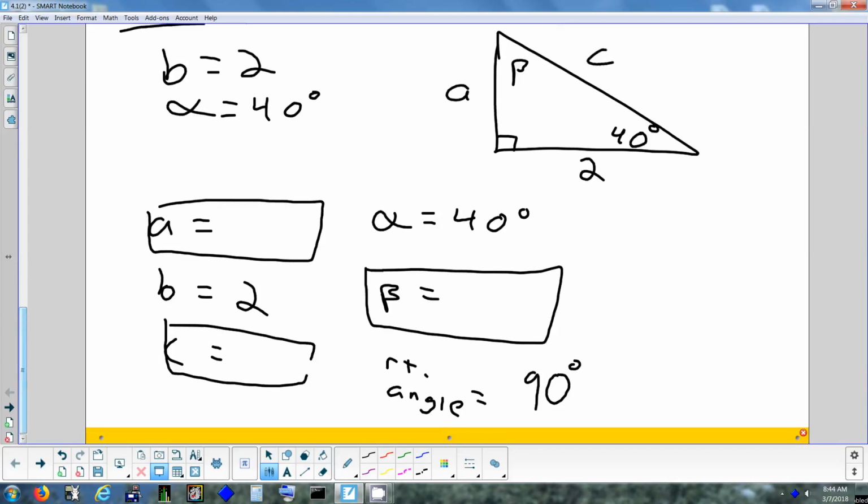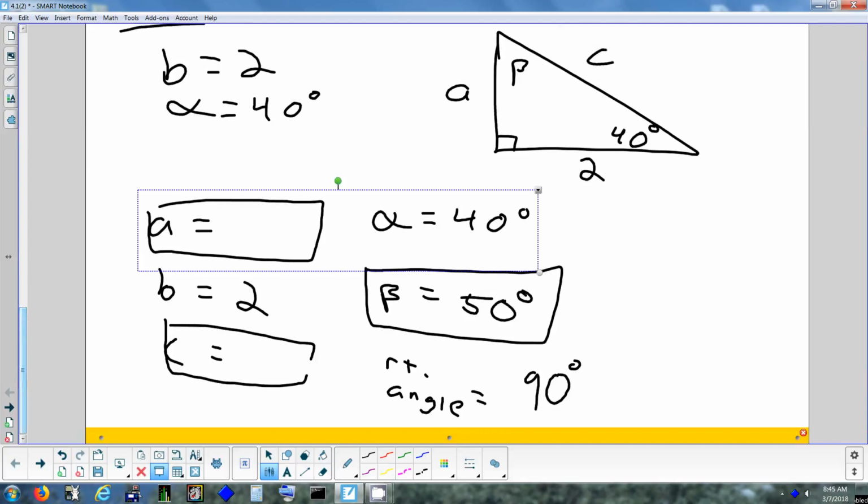Okay. What could I find first out of those 3 boxes that wouldn't really take too much work? You probably should have been able to do it before I even explained anything. Luke. Beta. Yeah, we can find beta. How would you get it? Subtract 40 from 90. Yeah, we know that alpha and beta have to add up to 90. And the right angle is 90. So there's your total of 180. So subtract 40 from 90, and what does that give you? 50. Okay, so beta is 50.